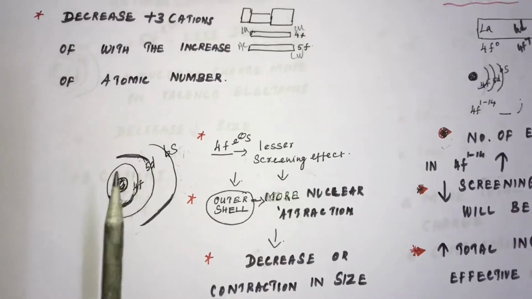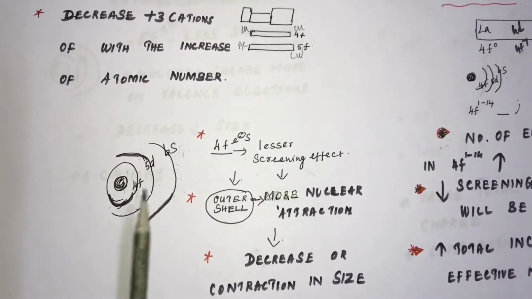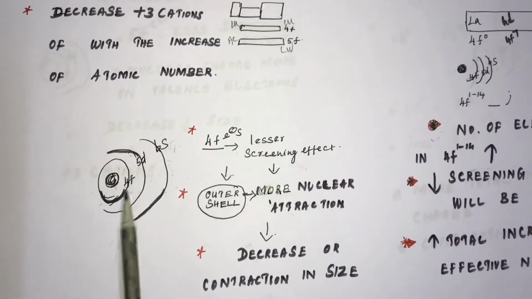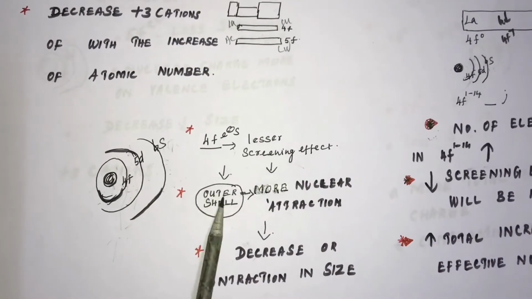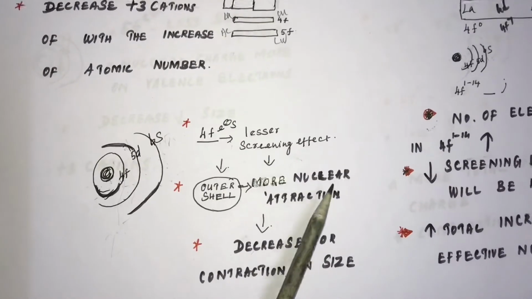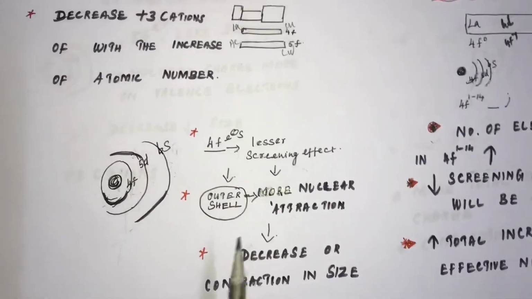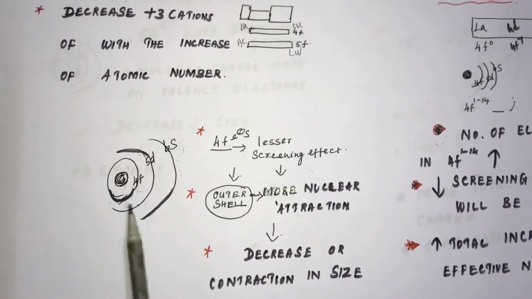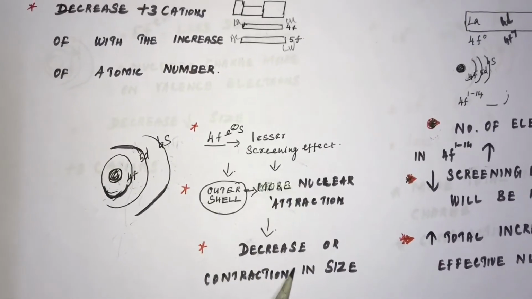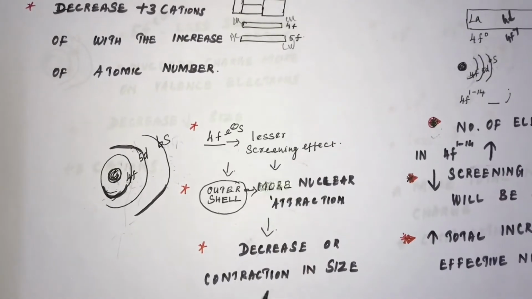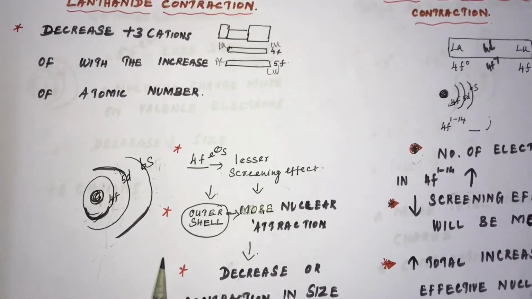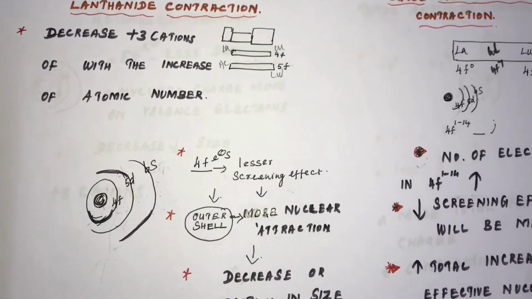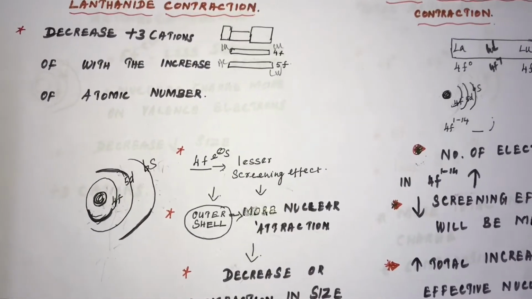So in the case of lanthanide contraction, the reason is the lesser screening effect of 4f electrons, thereby the outer shell experiences more nuclear attraction, and the +3 cations are already electron deficient. Because of the more nuclear charge, there is a decrease in the size, called lanthanide contraction. So the reason for lanthanide contraction is the lesser screening effect of 4f electrons.